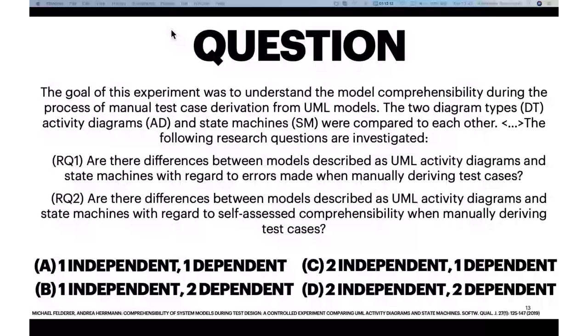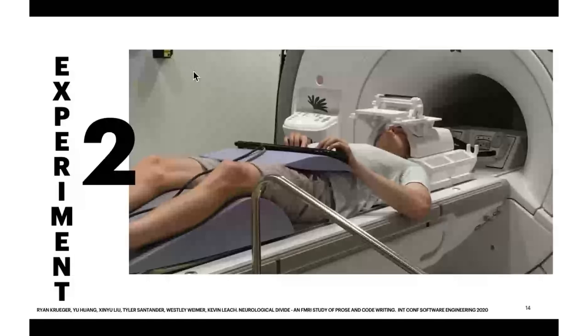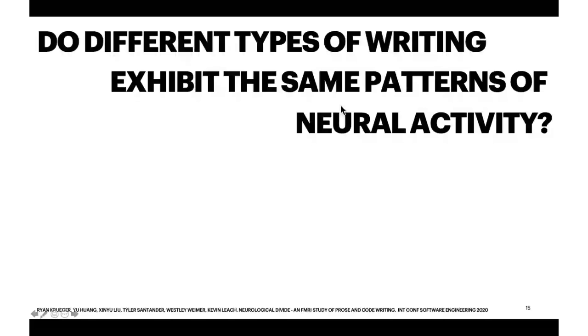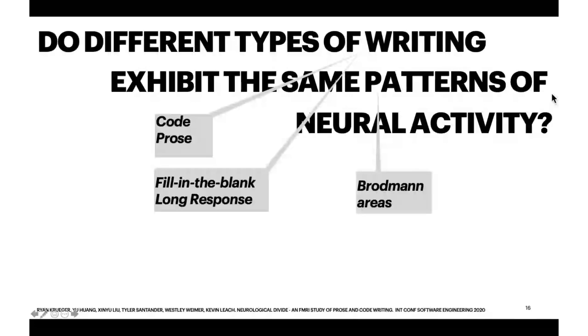Okay, let's continue. This is a second experiment. You might remember it from the first lecture. We talked about the study of fMRI to understand whether the code writing process and the prose writing process are similar in terms of brain area activation. So the research question here was, do different types of writing exhibit the same patterns of neural activity? This means that, of course, we have here code versus prose, which would be one variable. Another variable would be fill in the blank versus long response.